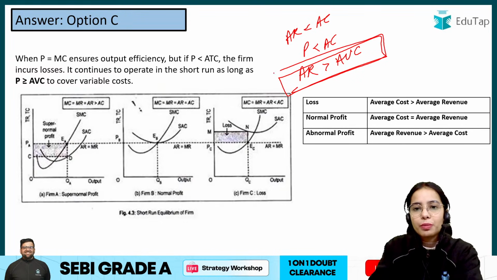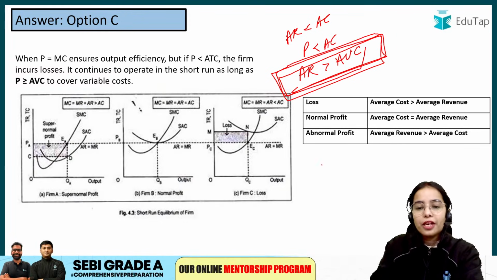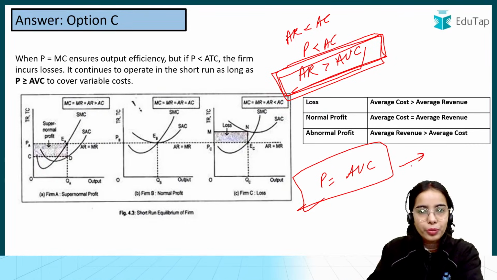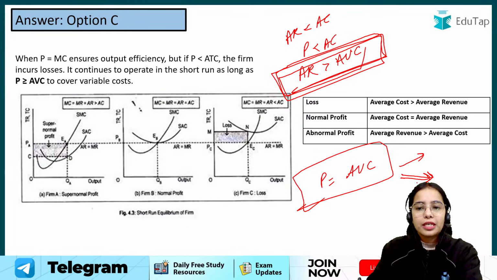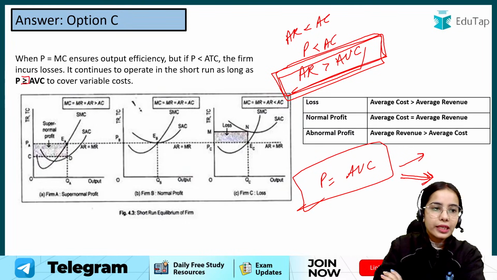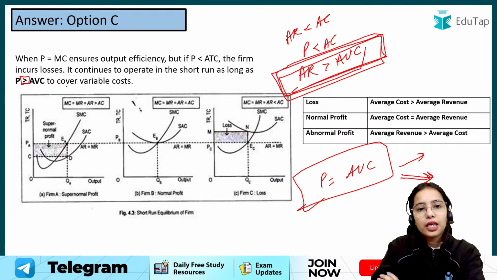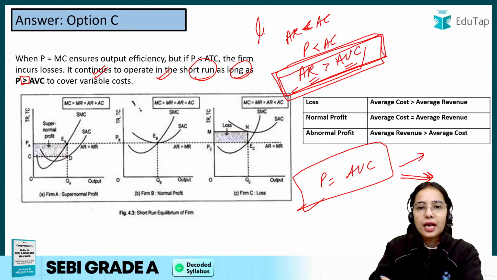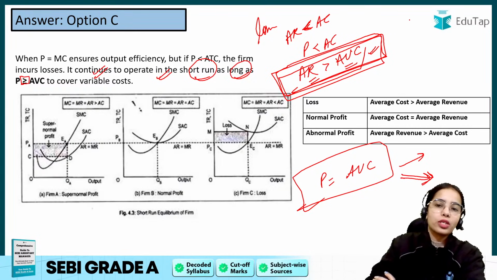The average revenue is able to cover the average variable cost. When the price is equal to average variable cost, then the firm can decide to continue producing or to shut down. Usually the firm decides to shut down. So if the price is greater than average variable cost, the firm continues to operate in the short run, as long as the average revenue is greater than average variable cost. Even though losses are happening, at least the average variable cost is getting covered.